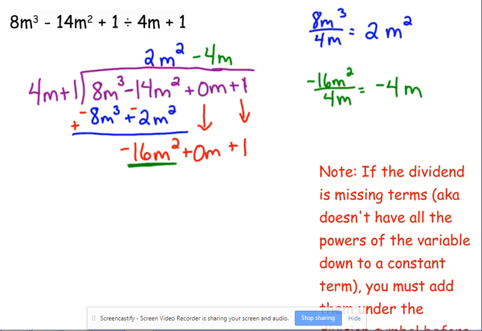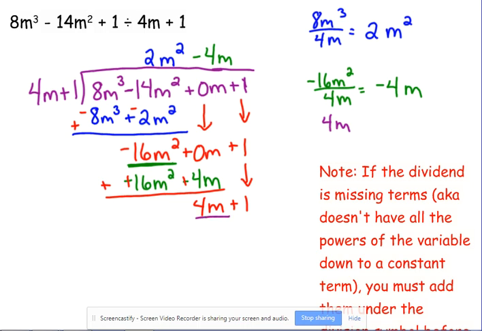We multiply again. Negative 4m times positive 4m is negative 16m squared. It should be exactly the same. Negative 4m times positive 1, negative 4m. Change the signs and add. So this time they both become positive. The first term cancels. 0 plus 4 is 4. Okay. Last step. We're left with 4m.